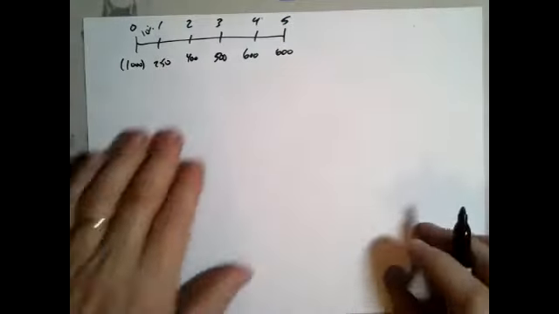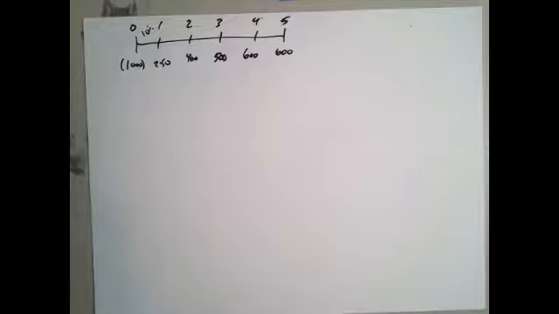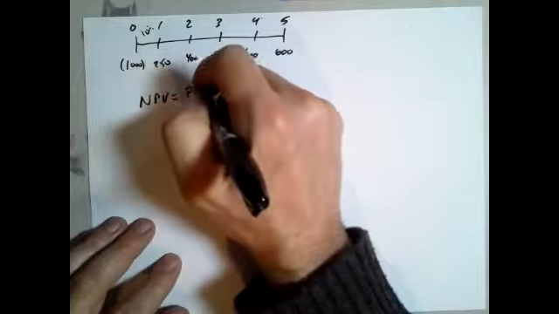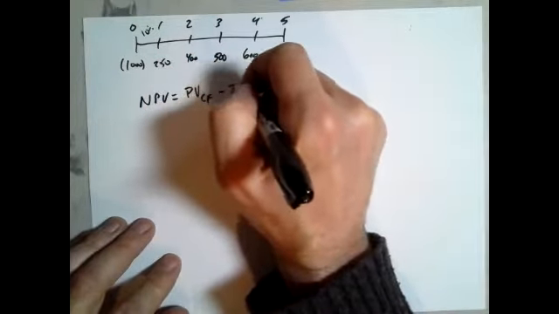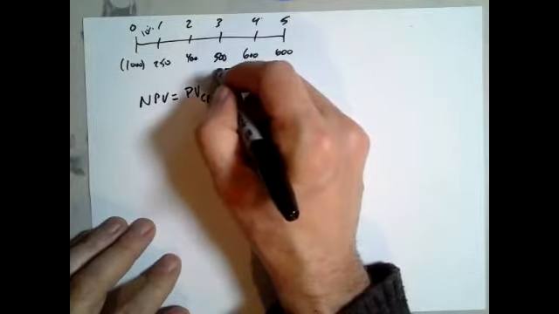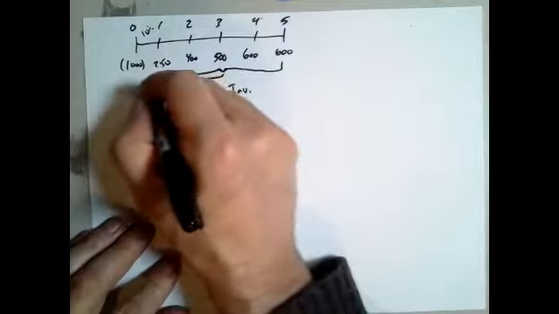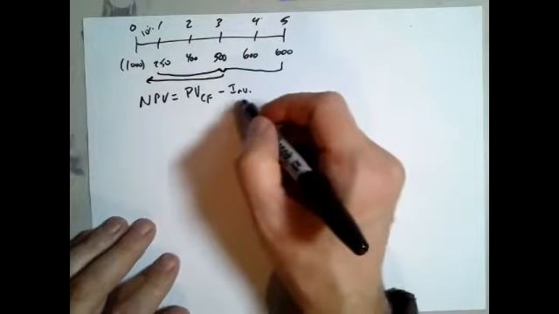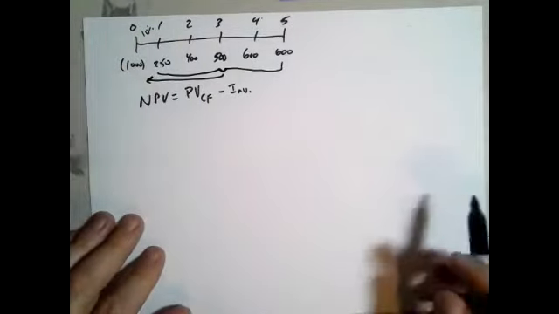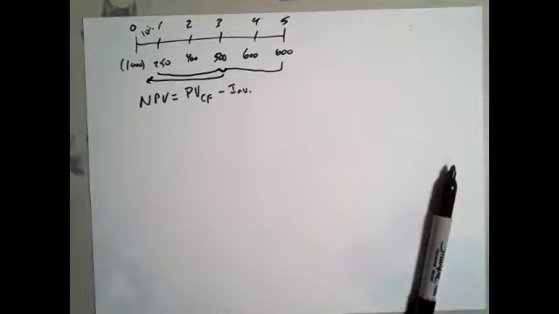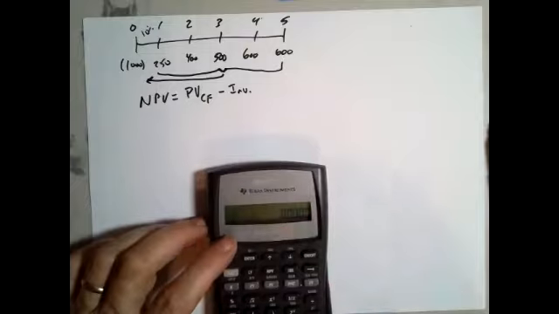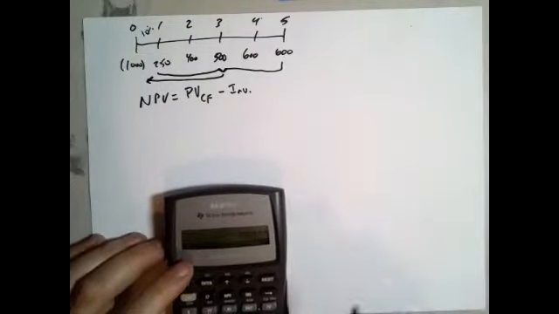Okay, so basically what they're asking is, what's the net present value? And so we know the net present value is equal to the present value of the cash flows minus the investment. So in this case, we would have to figure out what is the present value of these brought back here, right? That would be the present value of the cash flows minus the investment, the $1,000. So we've got to figure out what's the present value of these cash flows. So I'm going to go ahead and just use the cash flow calculator first.